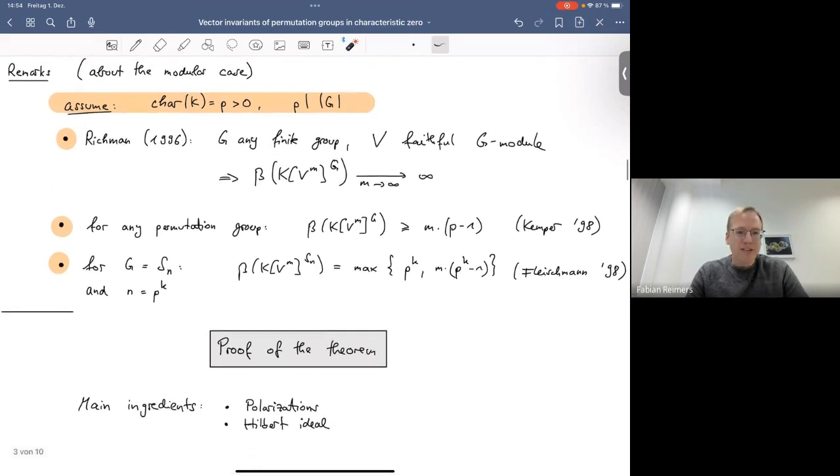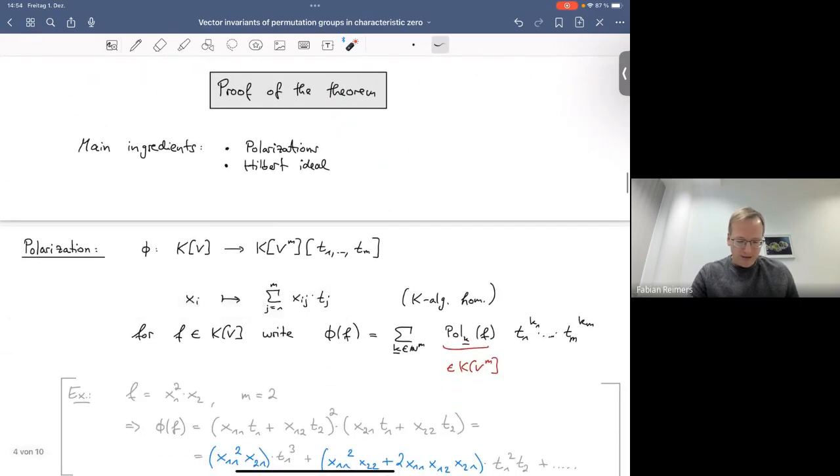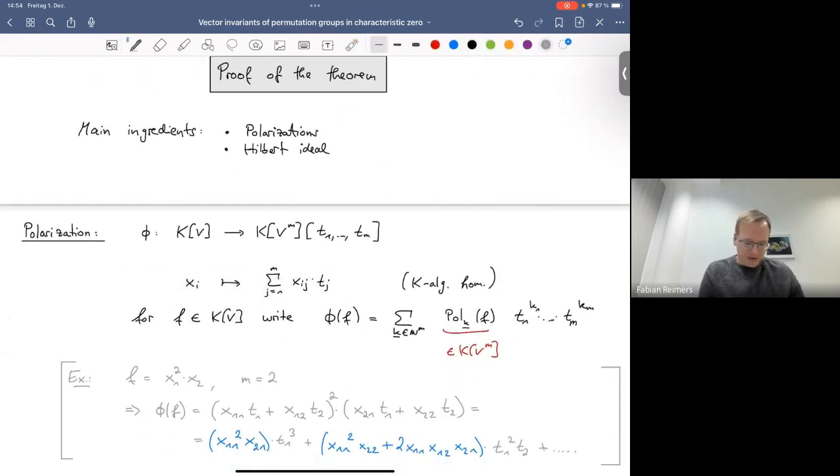And what's the technique here? There are two main ingredients that are used: polarizations and the Hilbert ideal. So very classical stuff. A quick reminder what polarization is in invariant theory. And here again, we could think about any arbitrary group, and later we will go back to our case of a permutation group.